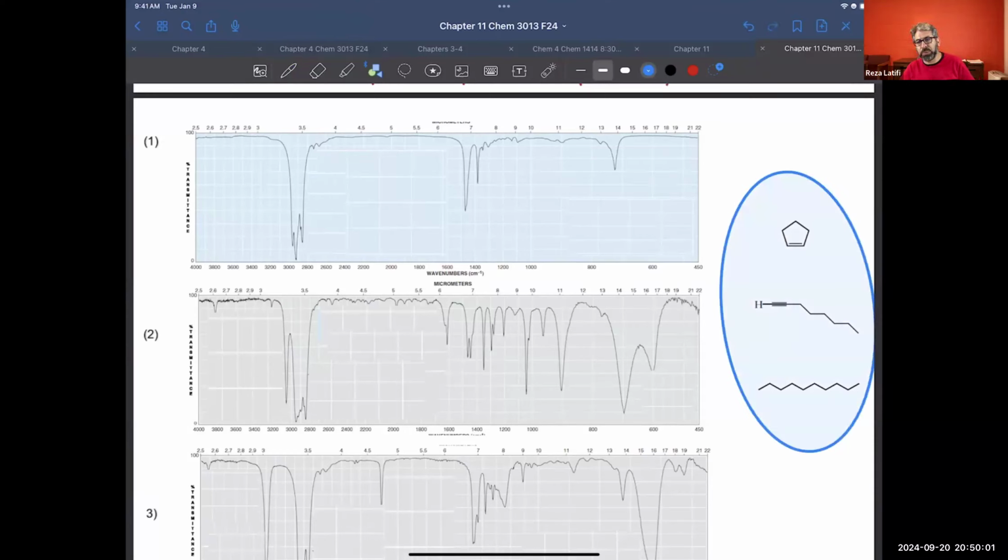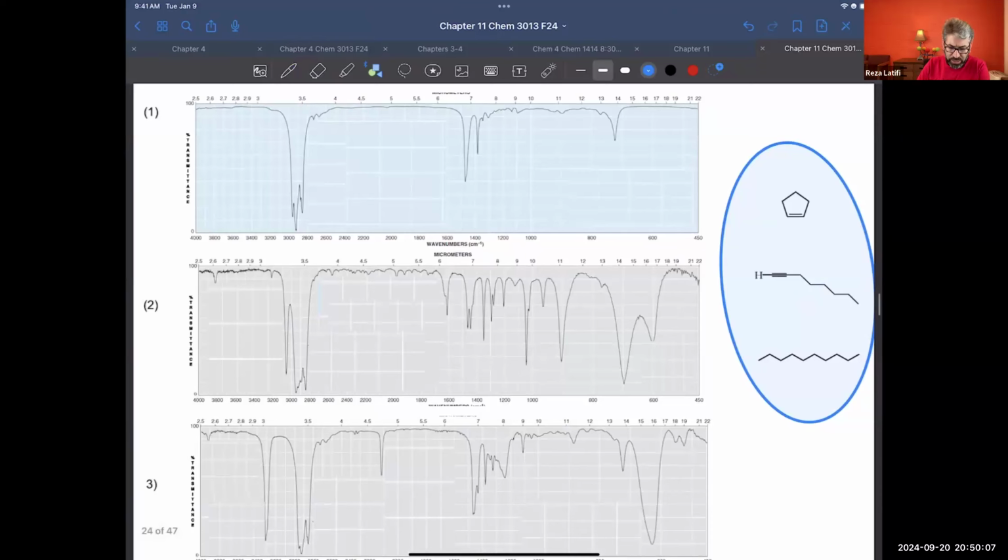Those are our compounds, and we need to assign them to the 3 spectra that we are dealing with. I'm going to highlight this region, and let's see what that region represents. That region represents CH, and in this case you have a carbon with sp3 hybridization.